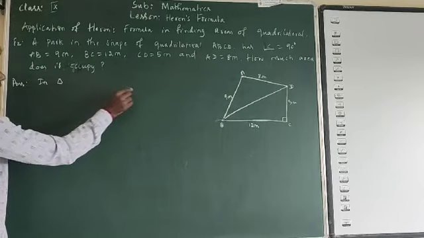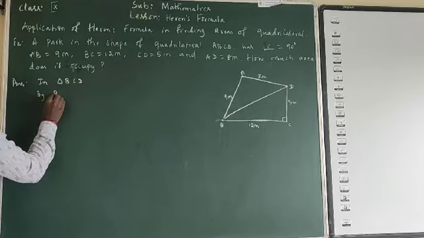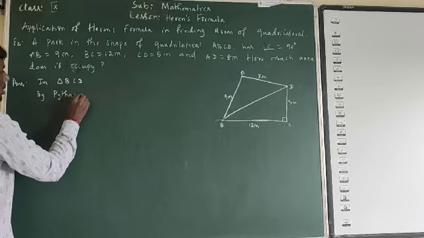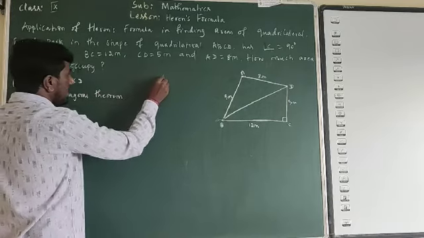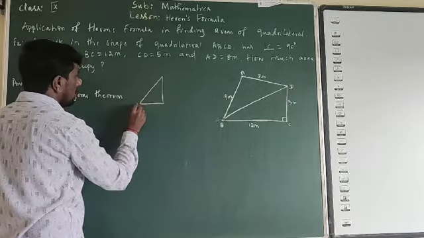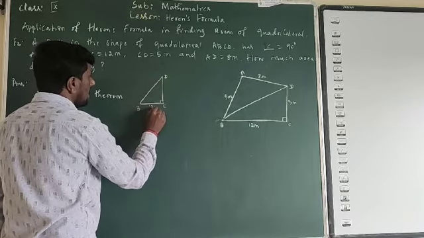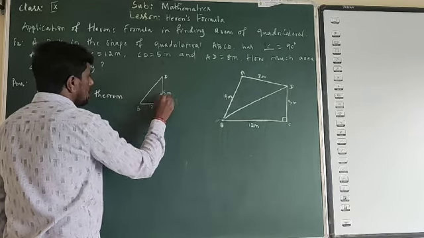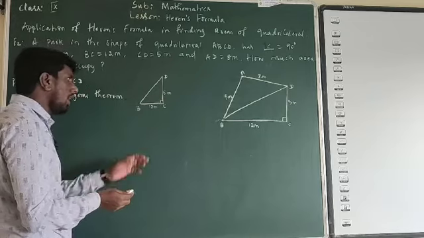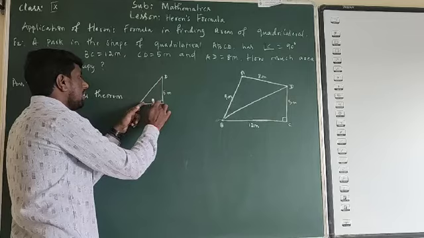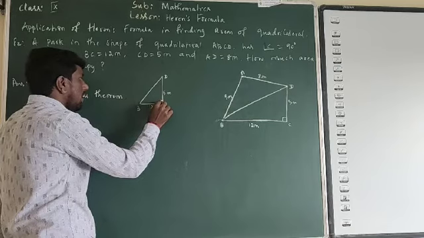In triangle BCD, by Pythagoras theorem, I'll write BCD. So this is B, C, D. This is 90 degree, this is 12 meter and this is 5 meter. This side I should find out. The side which is not directly connected with the 90 degree is the hypotenuse side. We know that BD is the hypotenuse now, right?